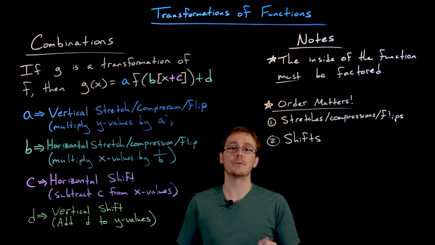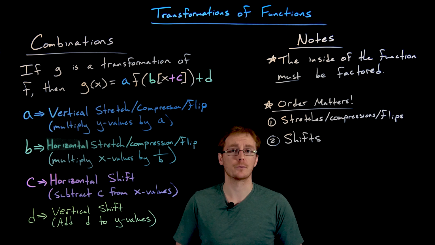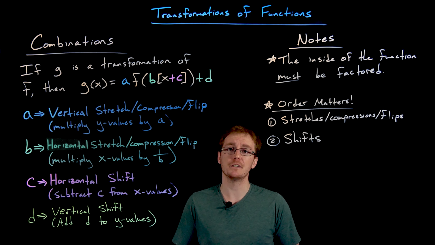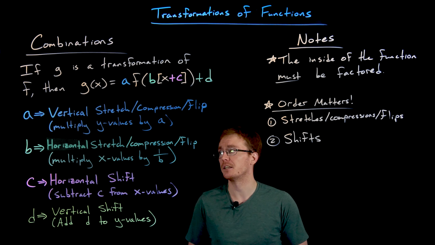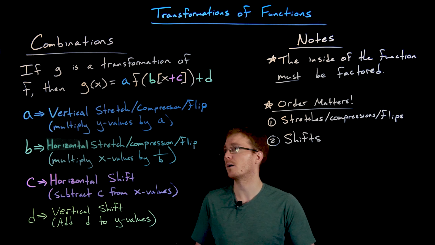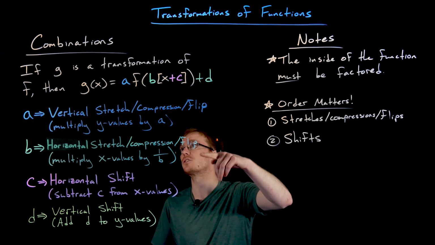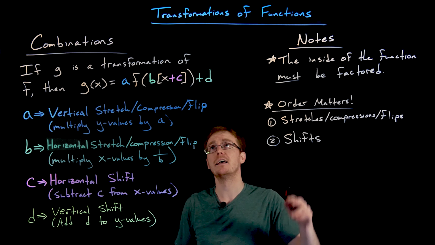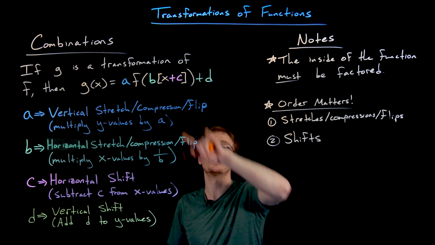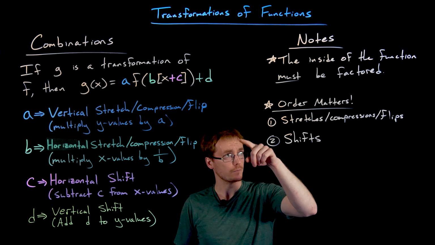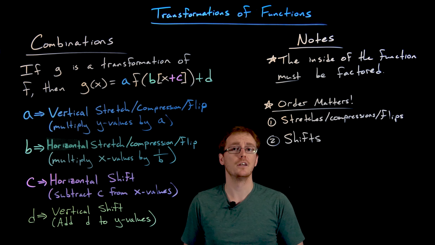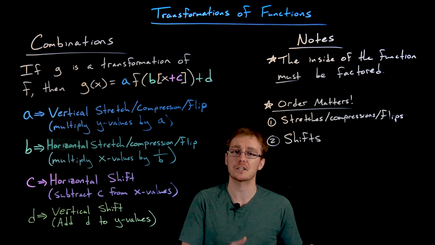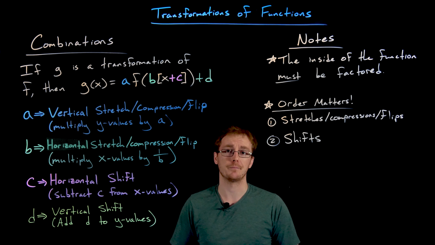And an easy way to remember this is just remember the order of operations, right? In the order of operations, we always do multiplication and division before addition and subtraction. If we think about our transformations, well, our stretches, compressions, and flips correspond to multiplication, either inside or outside of our function, and our shifts correspond to addition or subtraction. So we do all of our multiplication first, all of our stretches, compressions, and flips first, and then we do all of our addition and subtraction, then we do all of our shifting.